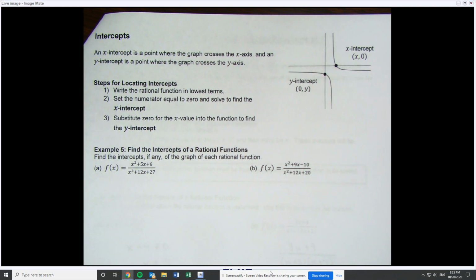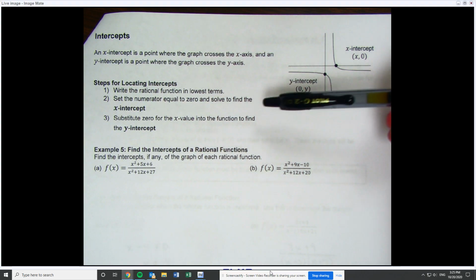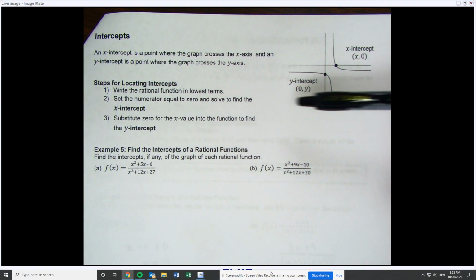Then, for the x-intercepts, well, the x-intercepts happen where our function equals 0. That's something we've talked about for quite a while now. Well, for our function to equal 0 and it's a fraction, that just means that the numerator needs to be equal to 0 because 0 divided by a number is still 0.